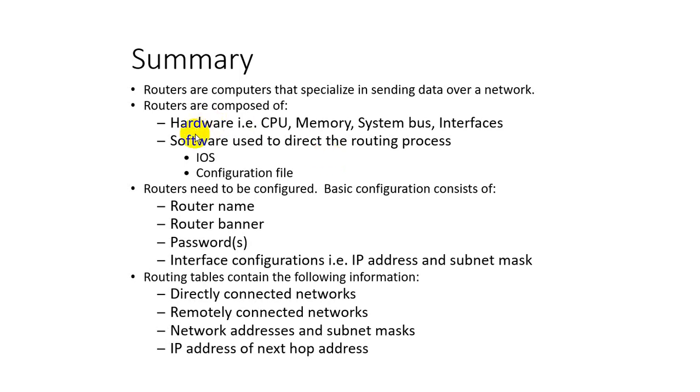Routers are composed of various things like hardware: CPU, memory, system bus, interfaces. Software is IOS and a configuration file. Routers need to be configured. Okay, when you buy or purchase a router, it has to be configured. The basic things could include router name, router banner, passwords, and interface configuration with IP addresses and subnet masks. Routing tables contain the following information: directly connected and remotely connected networks, network address and subnet masks, and the IP address of the next hop addresses.